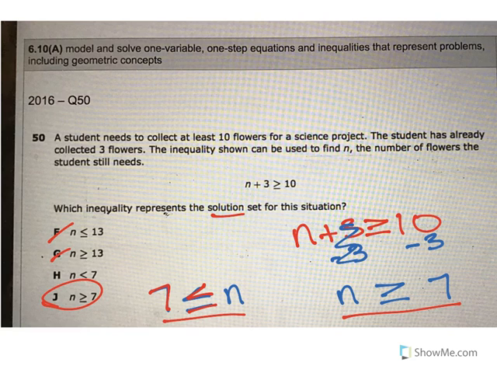You already have 3, so how many more do you need? So obviously 7 to meet your goal, but then if you really enjoyed them or they're really pretty flowers, you could collect more. So J makes sense because again, it has to be 7 or greater.